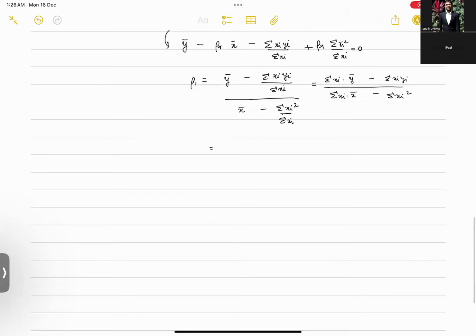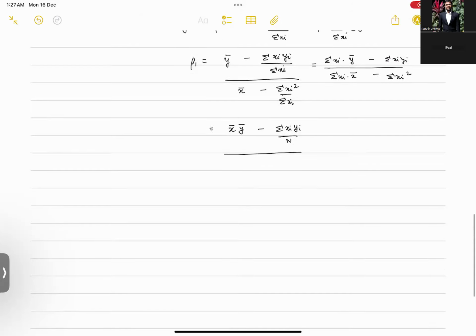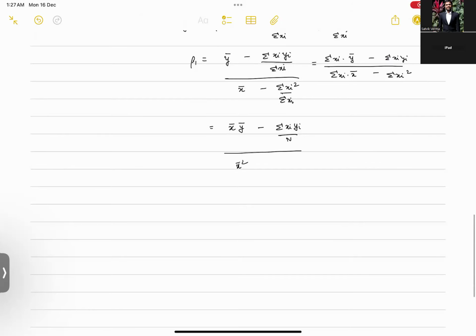And this, if we divide, let's say, the numerator and denominator by the total number of data points, we get summation xi by n, which is x bar. We can write this as x bar y bar minus summation xi yi by n, upon x bar whole square minus summation xi square by n, right? And that is beta 1.